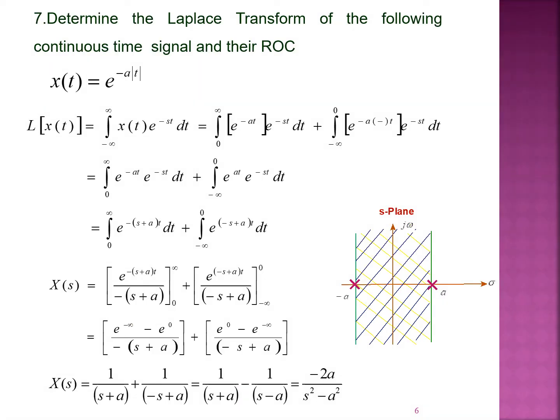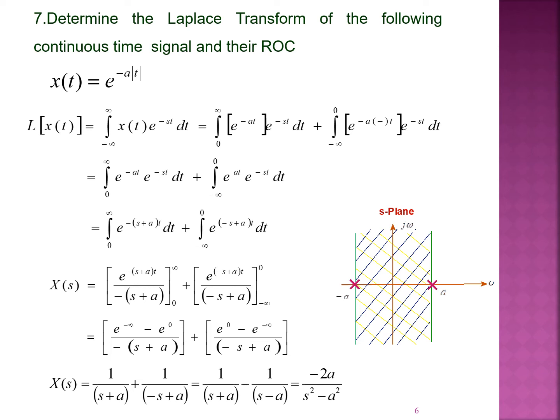Next. Now let us look into the next problem. X of t is equal to e power minus a into mod t. And you all know what is mod t, which includes both positive and negative values of t. Now look into the formula of Laplace transform: minus infinity to infinity x of t into e power minus st into dt.